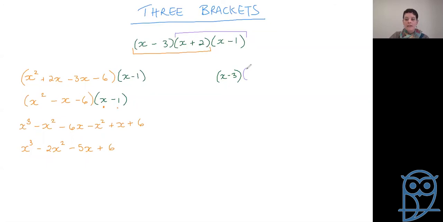X times x is x squared. X times minus 1, minus x. 2 times x, plus 2x. 2 times minus 1, minus 2. X minus 3 doesn't get ignored. But first we're going to simplify our like terms hiding in the middle here. X squared minus x plus 2x plus x minus 2.